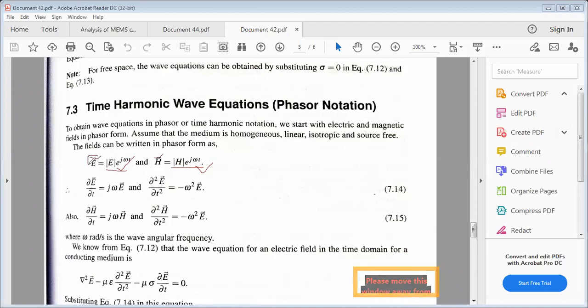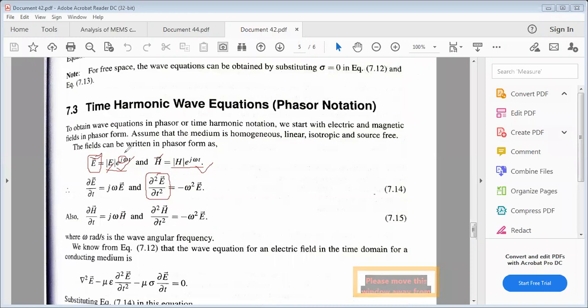When we differentiate this electric component, dou E by dou t, we differentiate this term. E into e power j omega t, when differentiated, gives j omega into e power j omega t times E, right? That's why j omega into E. Similarly, dou square E by dou t square, when we do the double derivation, what do we get?